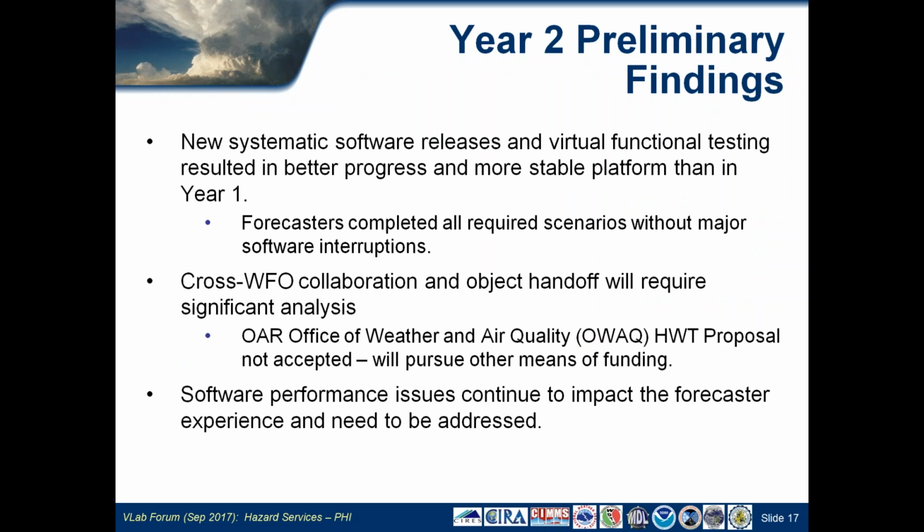So slide 17 for Tracy. Okay, so just looking back at our year 2 findings, we definitely made improvements in our team process from year 1 to year 2. The systematic software releases and then virtual testing between Boulder and Norman really allowed us to progress and make a more stable system platform for the year 2 test. So forecasters were able to complete all the required scenarios without major software interruptions. We do find in both years that this cross-WFO collaboration and object handoff is going to require significant analysis.